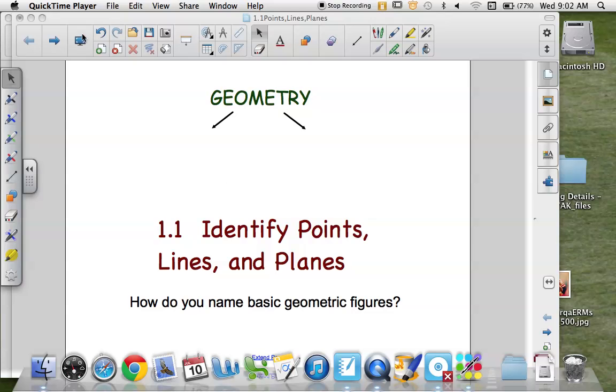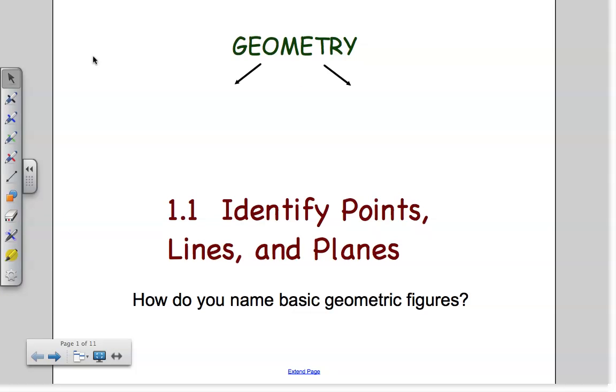The very first section in geometry is on points, lines, and planes, chapter 1, section 1. And to start out, what does the word geometry even mean? Where does it come from?